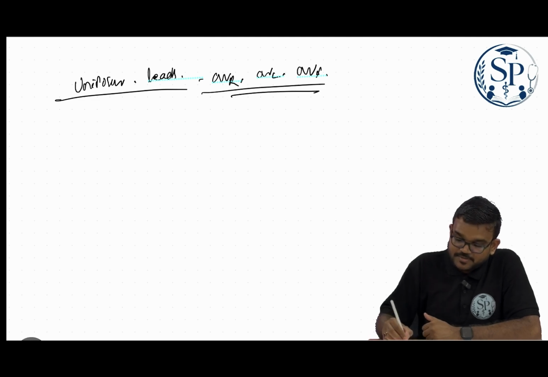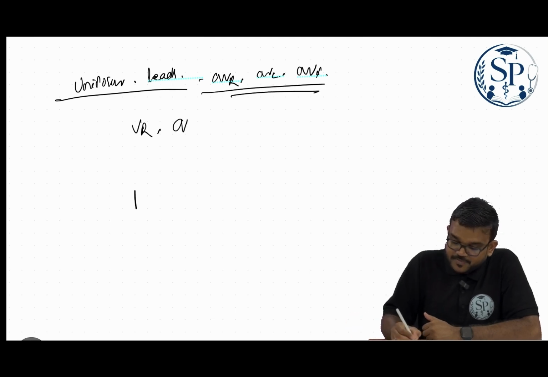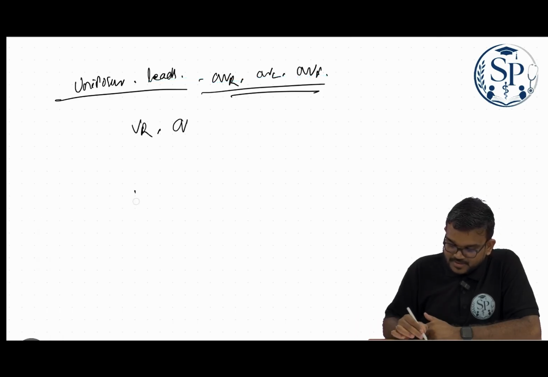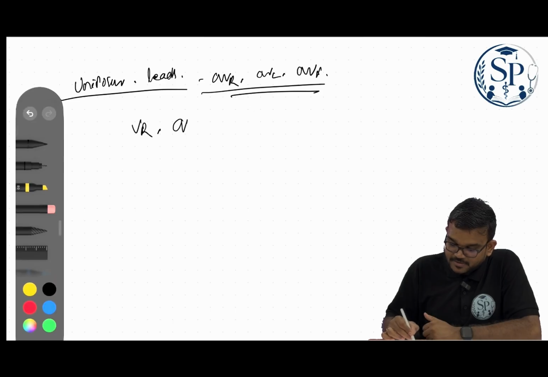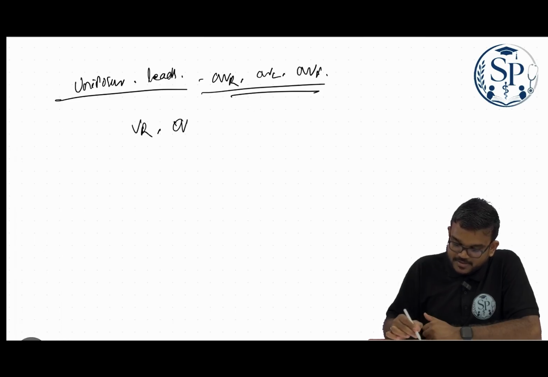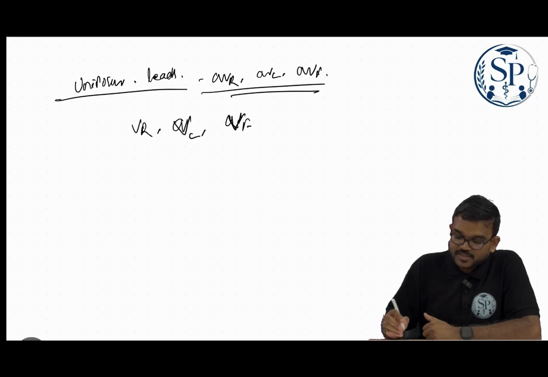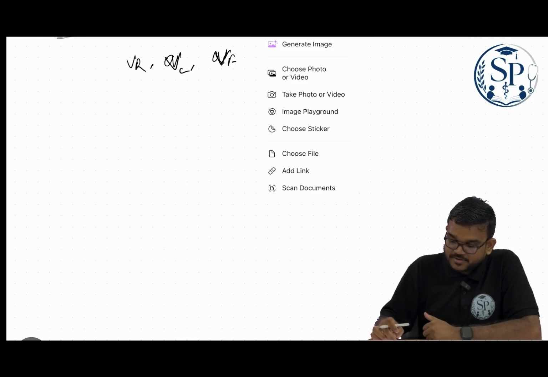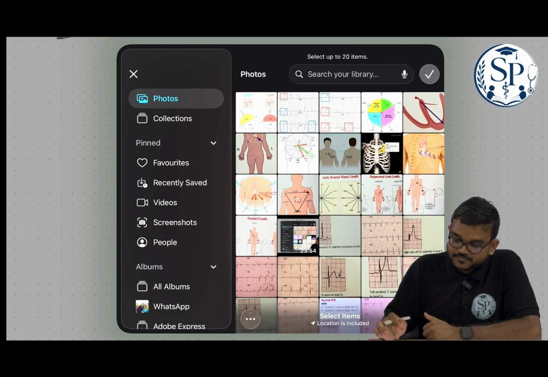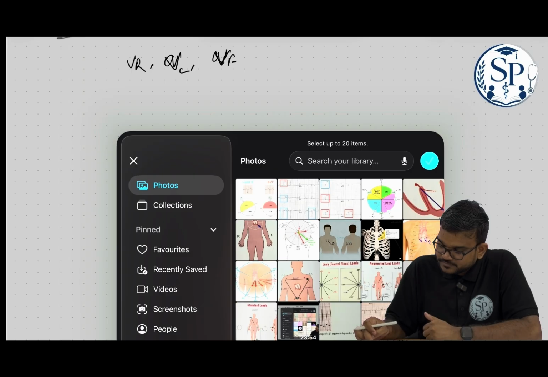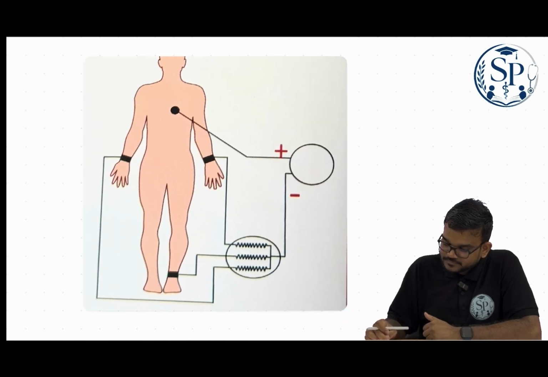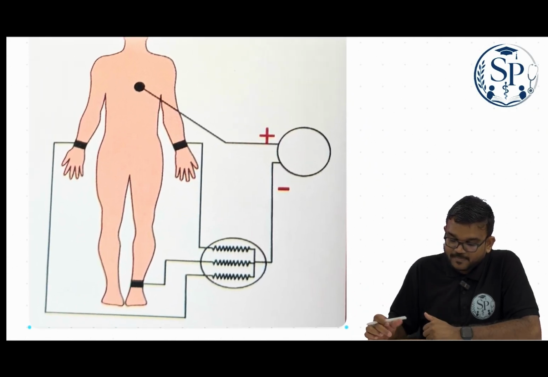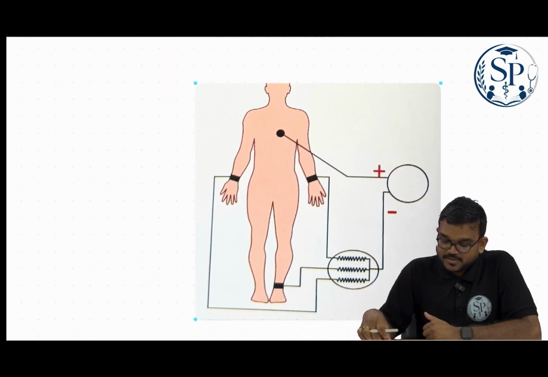So initially, what has been described as VR, VF and VL, the recording was done accordingly as VR, VL and VF. It is not augmented. So how has the recording been done? Just see one image. Just see this. Why is it called unipolar?